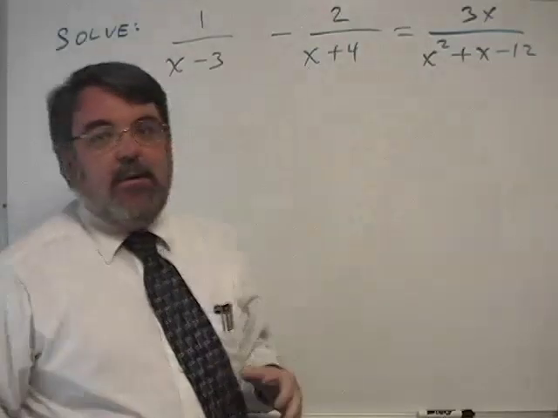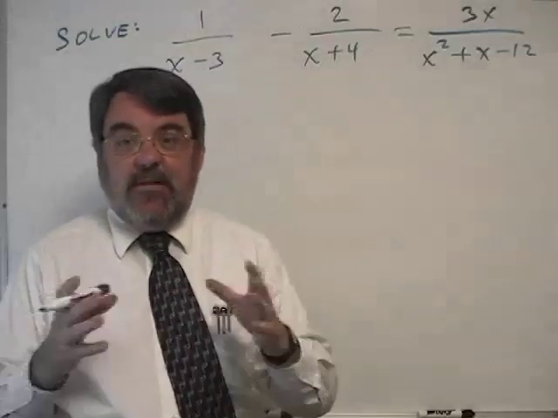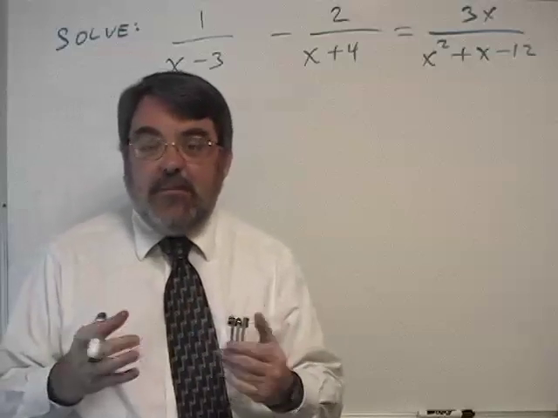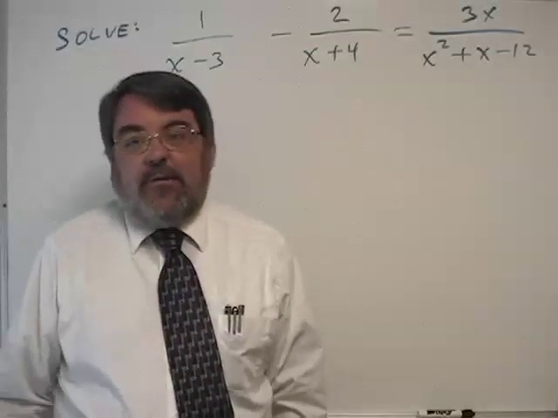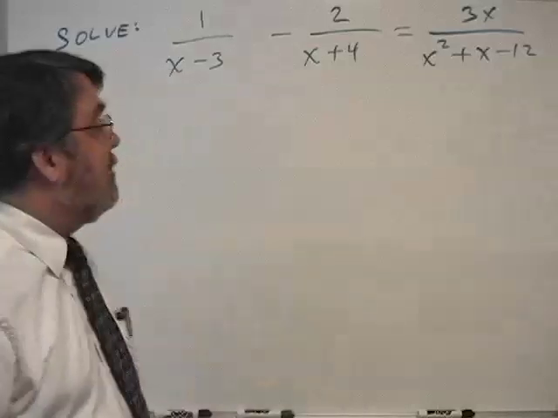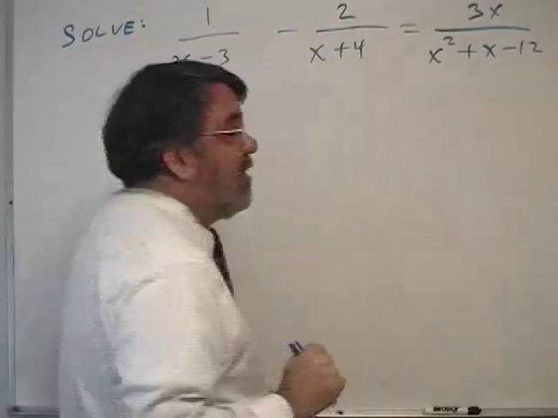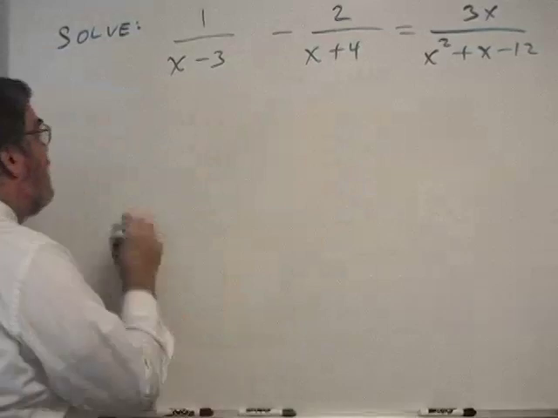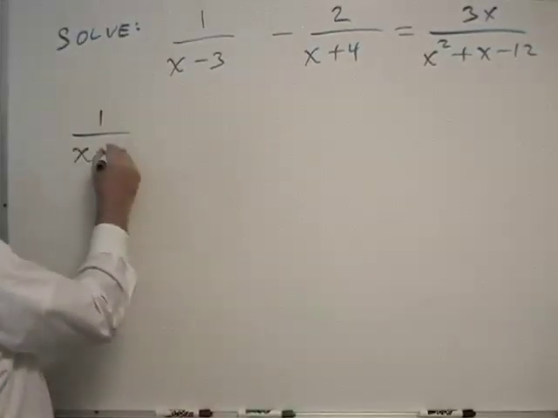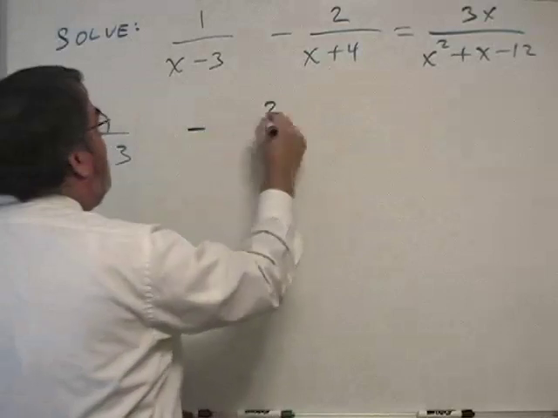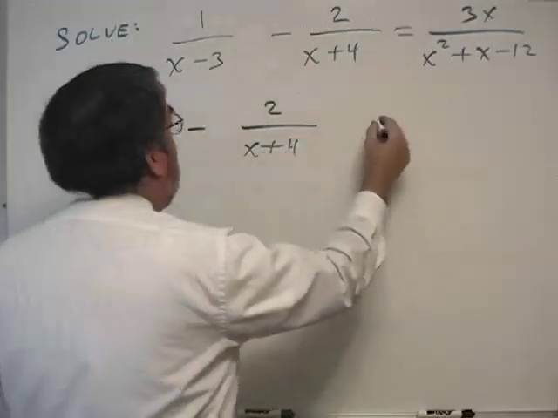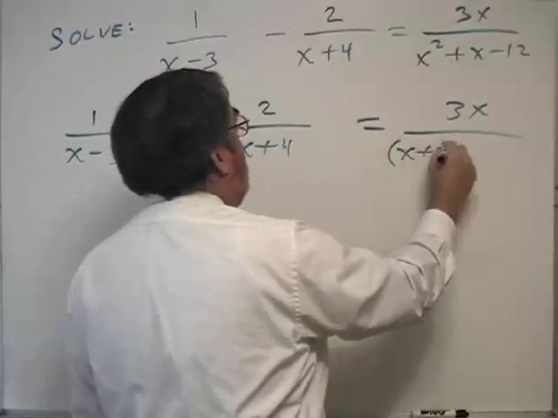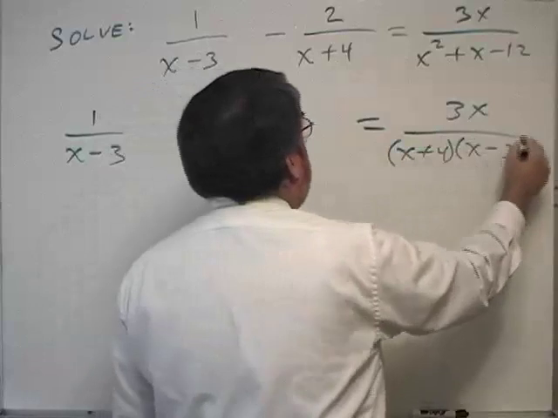All right, well, our first step, in order to find the common denominator, or the least common denominator that we're going to use to clear the fractions, is to factor the denominator where it needs it. And it does over here. So we'll factor x squared plus x minus 12. And my problem becomes, and I'm going to leave quite a bit of space here in order to work, 1 over x minus 3 minus 2 over x plus 4 equals 3x over, and this factors as, x plus 4 times x minus 3.